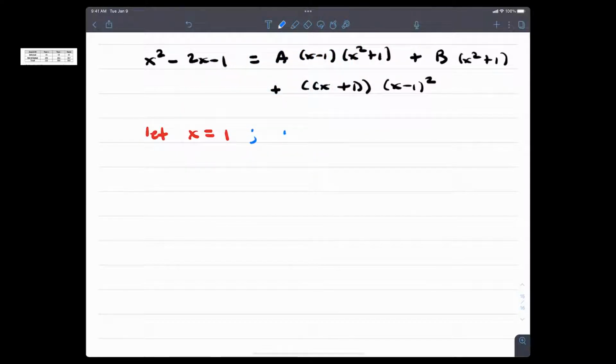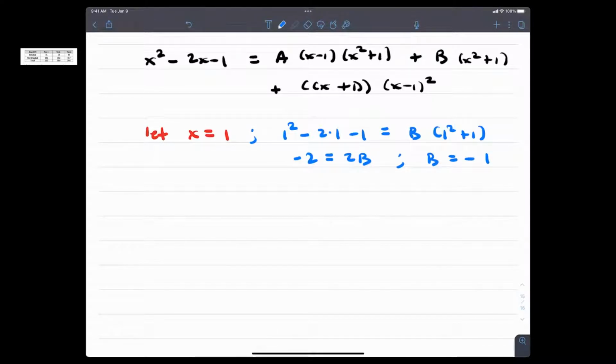Let's be careful. On the left side, 1 squared minus 2 times 1 minus 1 will simply be, looks like it's going to be B times 1 squared plus 1, because the other terms are 0, right? Is the other term 0? Yeah, it's going to be 0. So 1 minus 1. So it looks like we get negative 2 becomes 2B. And what does that mean about B? B is going to be negative 1. Good.